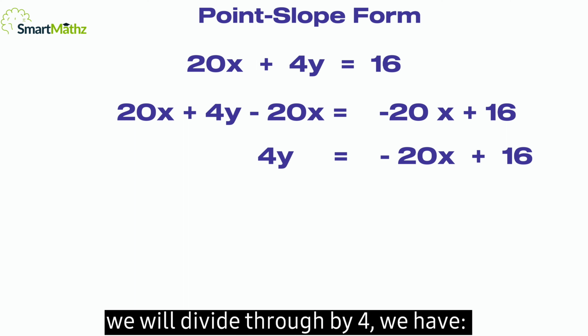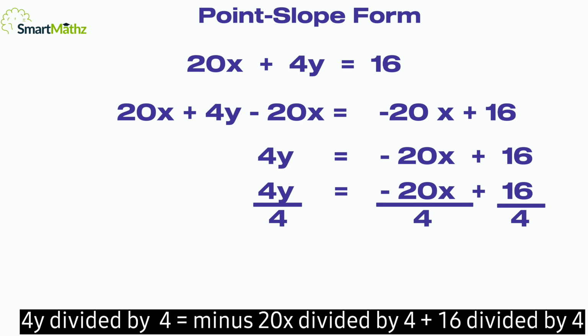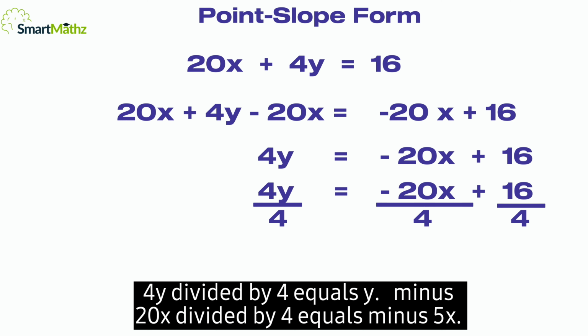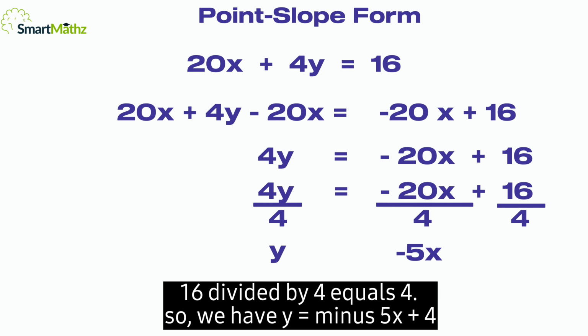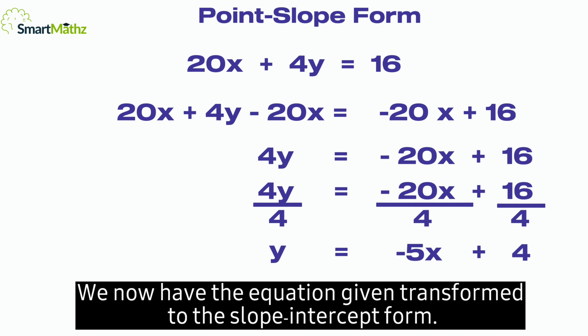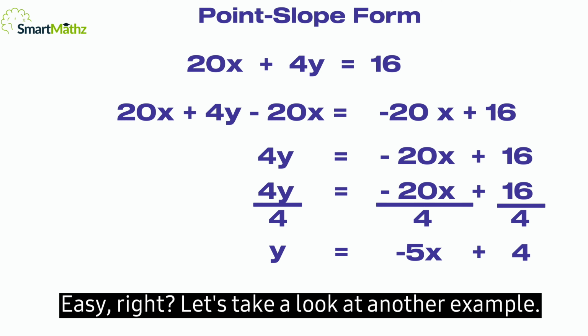We will divide through by 4. We have 4y divided by 4 equals minus 20x divided by 4 plus 16 divided by 4. 4y divided by 4 equals y, minus 20x divided by 4 equals minus 5x. 16 divided by 4 equals 4. So, we have y equals minus 5x plus 4. We now have the equation given transformed to the slope-intercept form. Easy, right? Let's take a look at another example.